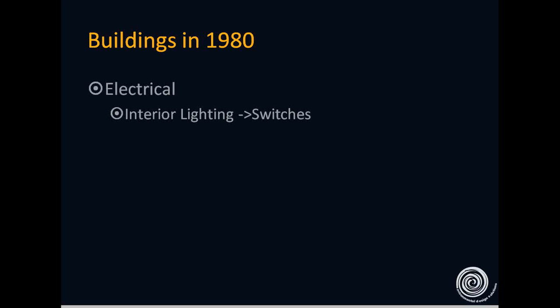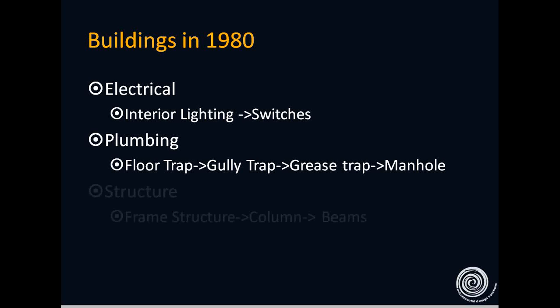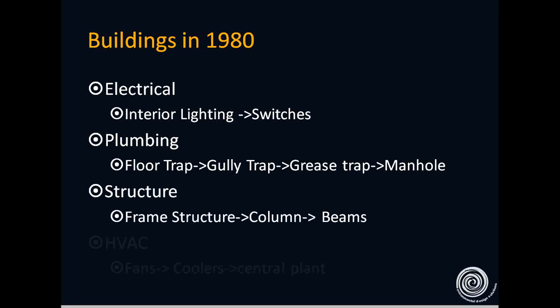So in electrical, majorly there were lighting and switches. So these were the two major components in the electrical in 1980s. Plumbing was about sizing and placing floor trap, gully trap, grease trap, and manhole. So that was all that was there for plumbing. Structure was frame structure, that is column and beam. And HVAC was about installing fans, coolers, and very few buildings used to have central plant.